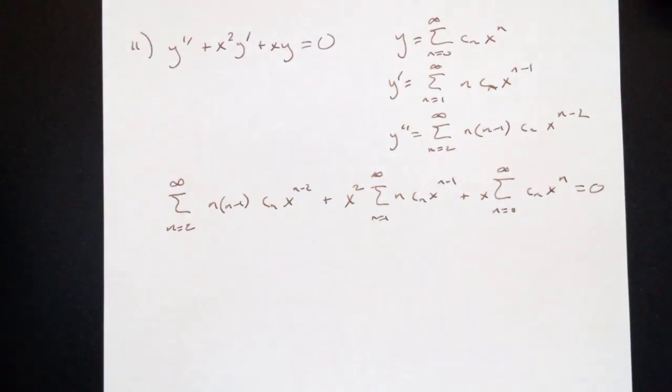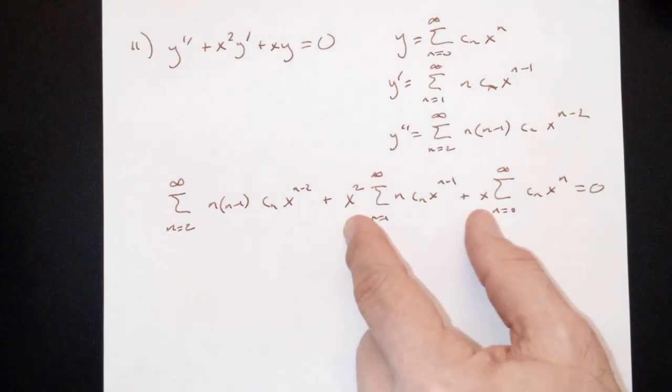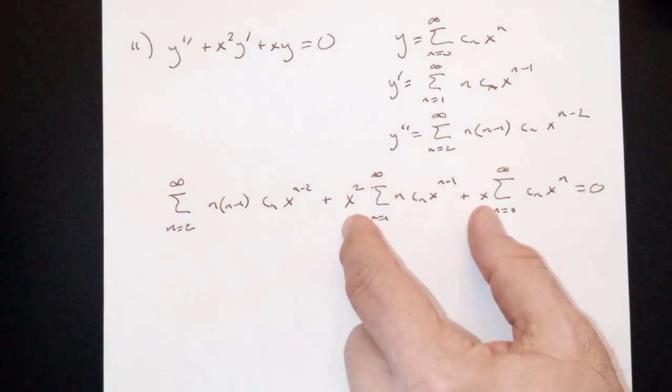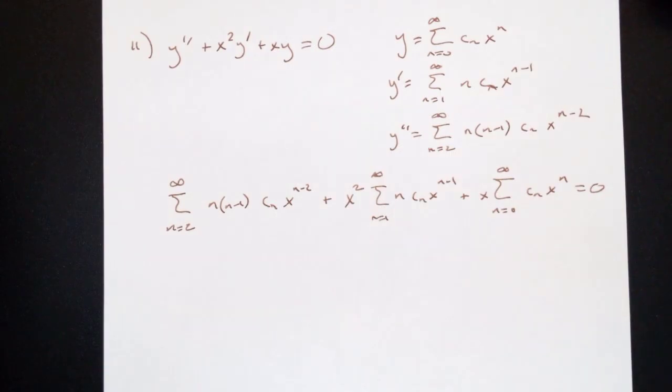It would be ideal if I could gather all my like terms so I had one power series on the left-hand side. But to do that, I need to do two things. I need to take these pieces, the x squared and the x, from outside the series into the series. And then I need to re-index appropriately, so everything is in terms of the same power. So let's start by moving these in.